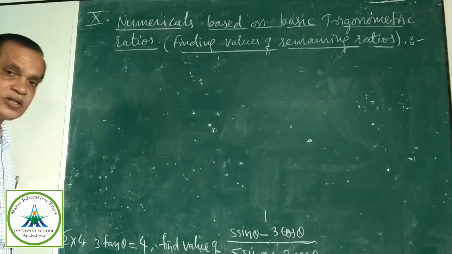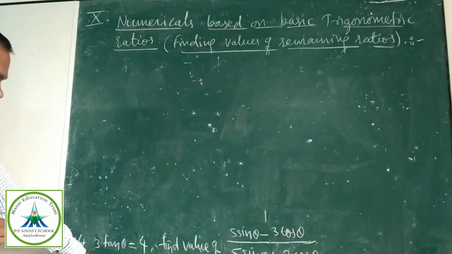Okay, now see, let us take example 4. 3 tan theta equal to 4.